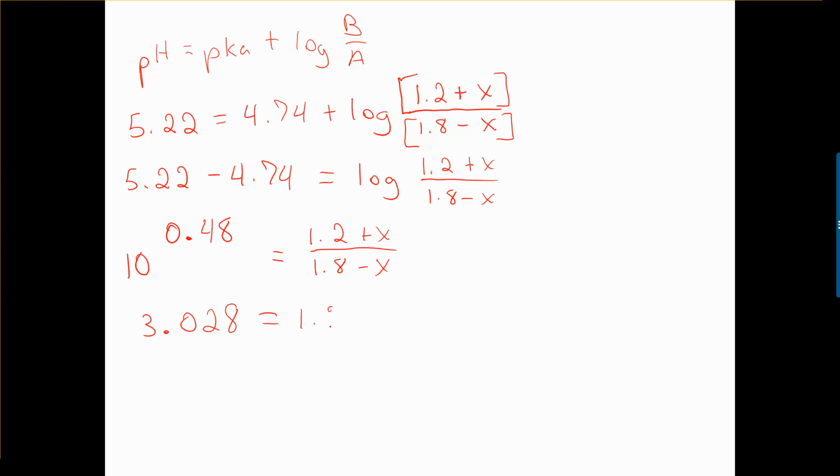3.028 equals (1.2 plus x) over (1.8 minus x), okay? And now let's just simply take this, multiply it over here, and solve for x. Why did you do 10 to the? That's how I got rid of the log over here. I took the anti-log of it. So 5.22 minus 4.74 is 0.48, and I take the anti-log of that, 10 to 0.48, and I get 3.028.